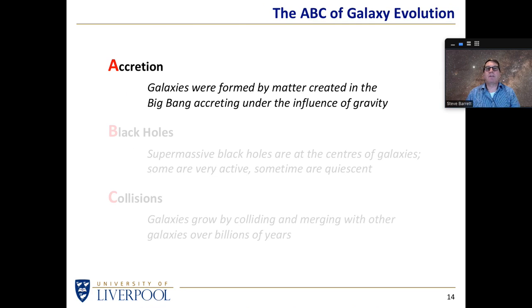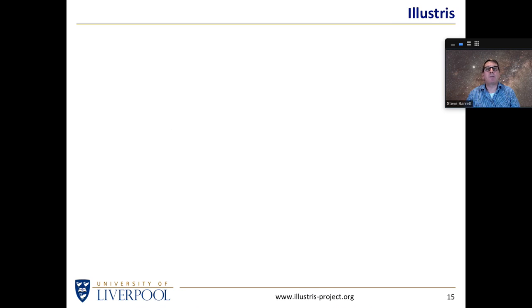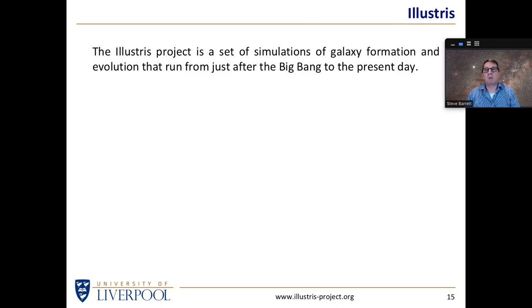So let's look at the first element of the ABC, the A for accretion. Before we look at the results of a simulation, let's just have a little think about the simulations themselves. The Illustris set of simulations, and the web page is down at the bottom if you wanted to go there and have a look at these simulations for yourself, where there are lots of videos and images provided for the public. This particular project is a set of simulations that run effectively from just after the Big Bang all the way to the present day.